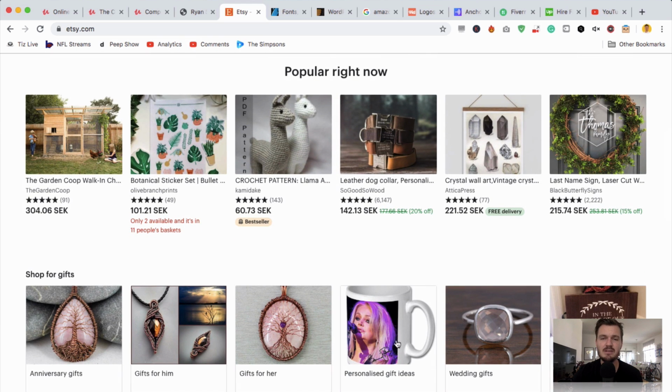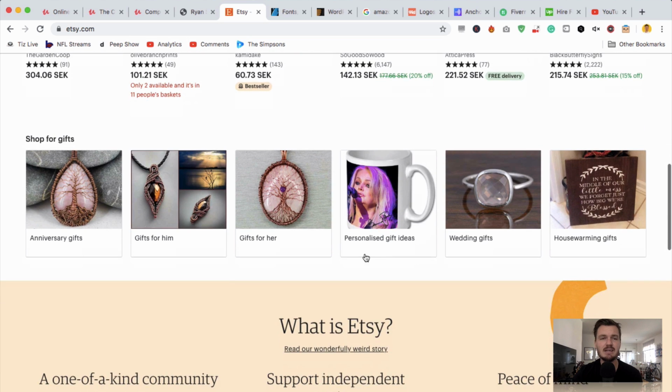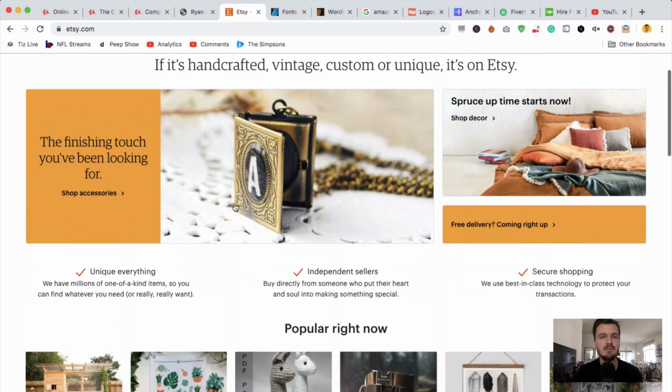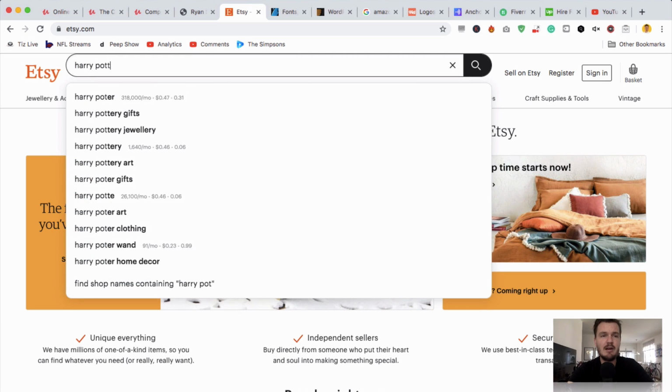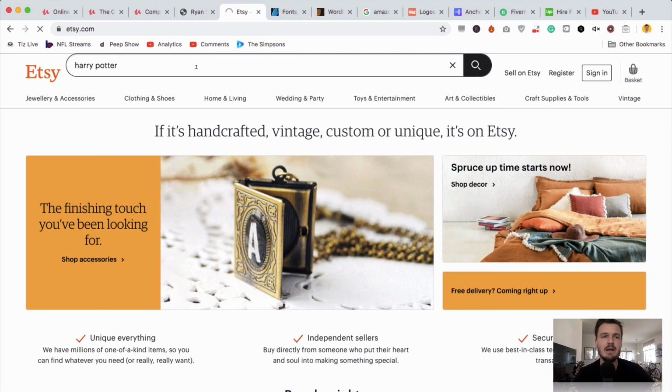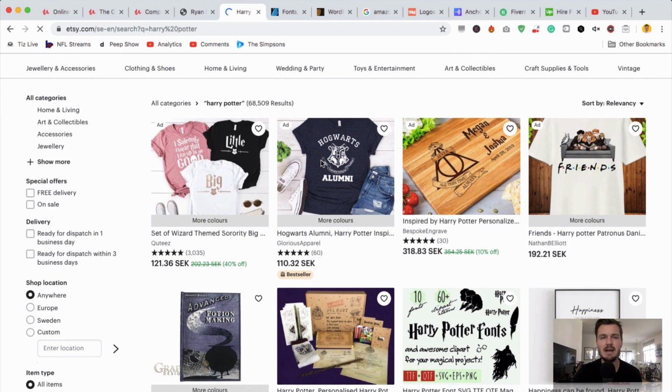Even here, this is just someone who's put a picture on a mug, and they're going to be selling that because people want these custom gifts and custom gift ideas. For example, I know a few years ago, my girlfriend, she's a big Harry Potter fan. So what I did is I went onto Etsy, and I think I looked for a few different things that they could have for Harry Potter.